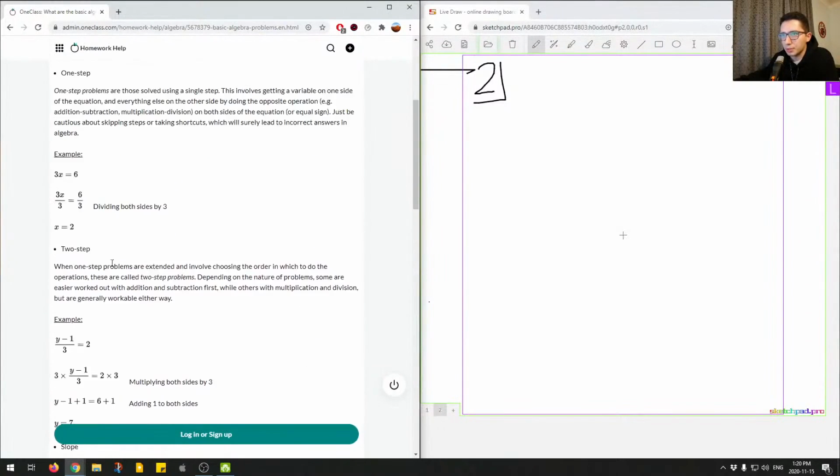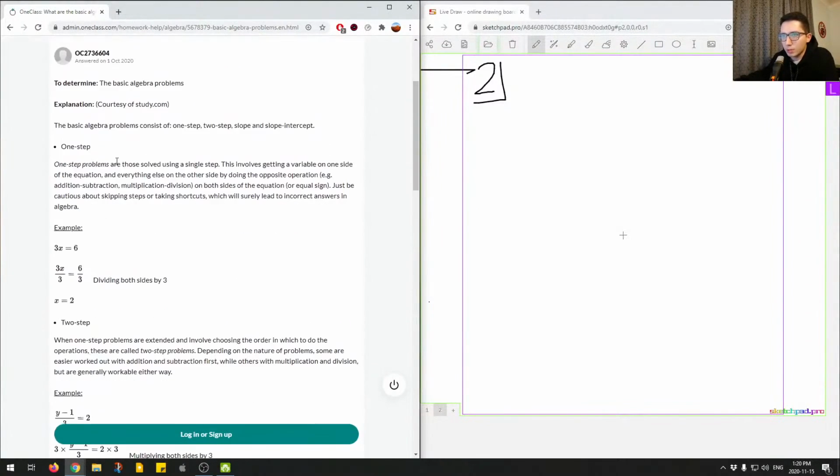We'll go through these. So first, one-step problems are those solved using a single step. So I'm assuming that's division, multiplication, subtraction, or addition. This involves the variable on one side of the equation and everything else on the other side, by doing the opposite operation on both sides of the equation, or equal sign. So yep, just like we thought.